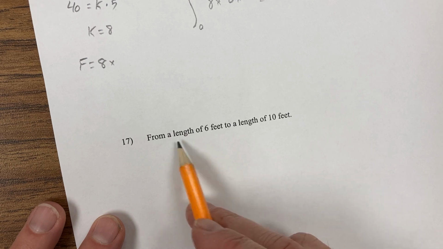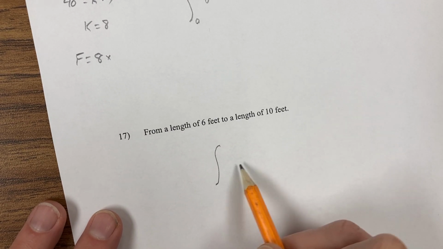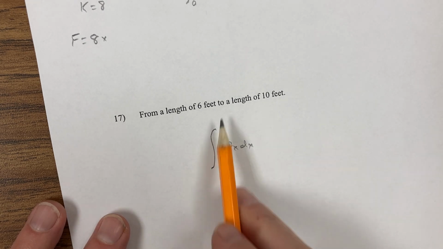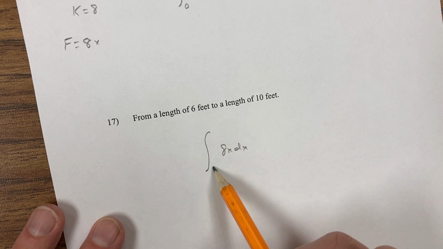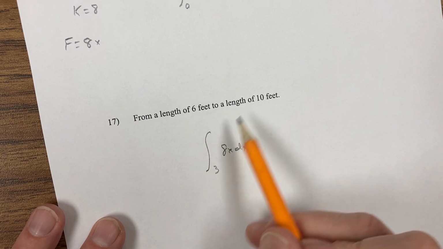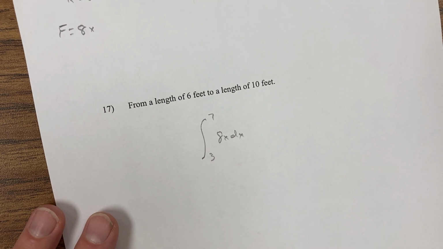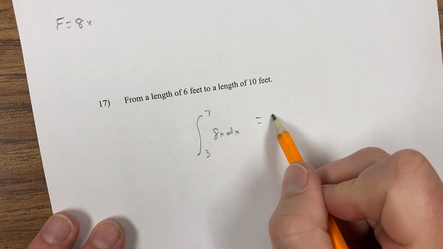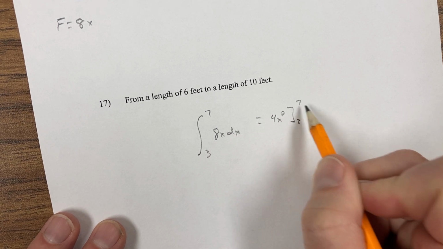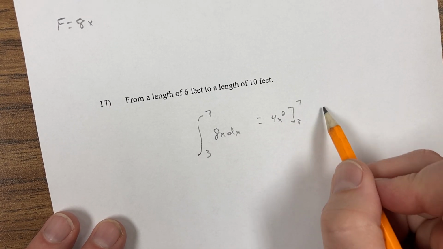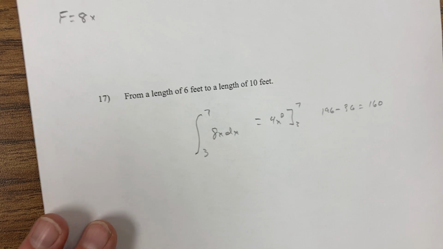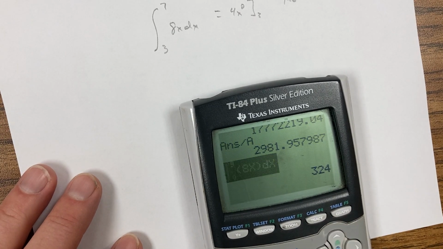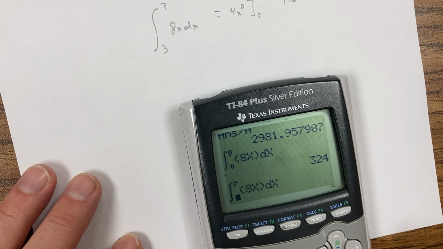All right, now from a length of 6 feet to a length of 10 feet. The same equation, the only thing that changes here is that the natural length is 3 feet. So if we're going to 6 feet, that's already 3 feet of displacement. And then we're going to 7 feet of displacement. So that's what we're going to get. So 4x squared from 3 to 7. So that's 49 times 4, which is 196, minus 9 times 4, 36. I believe we're going to get 160 for our answer there, but again, let me just check. Yeah, and that's our answer.